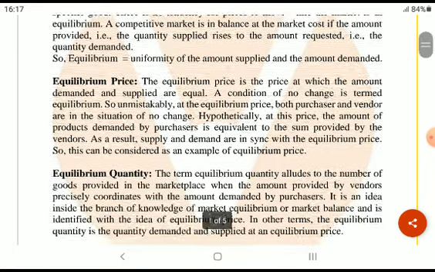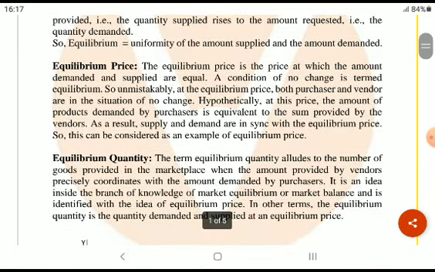Next is equilibrium price. The equilibrium price is the price at which the amount demanded and supplied are equal. A condition of no change is termed equilibrium. So unmistakably, at the equilibrium price, both purchaser and vendor are in a situation of no change.